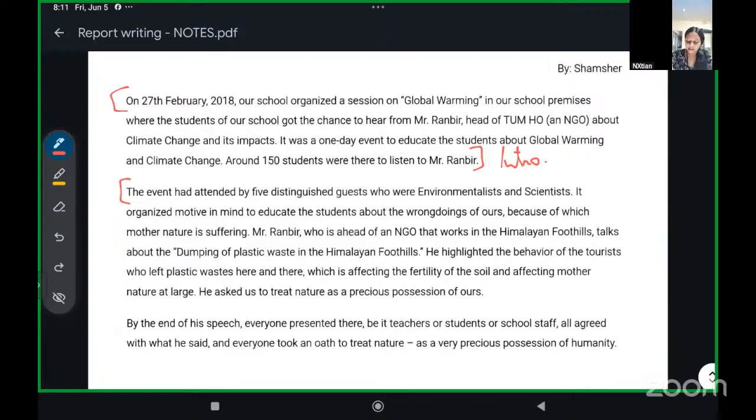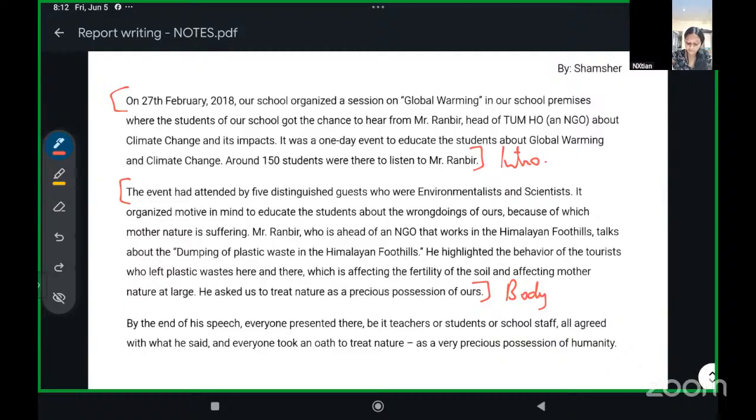He highlighted the behavior of the tourists who left plastic waste here and there, which is affecting the fertility of the soil and affecting Mother Nature at large. He asks us to treat nature as a precious possession of ours. Here they're just describing what all they told, explained, and discussed in the session.